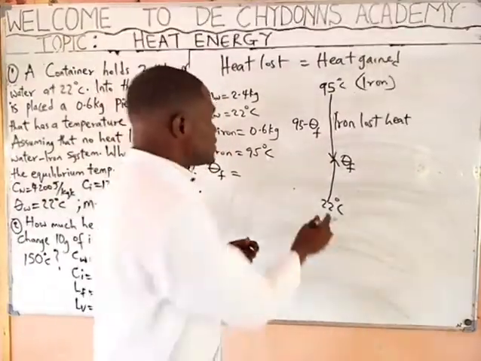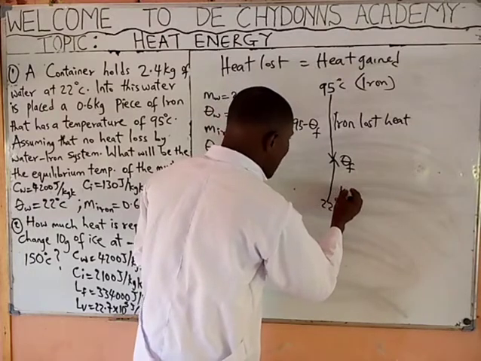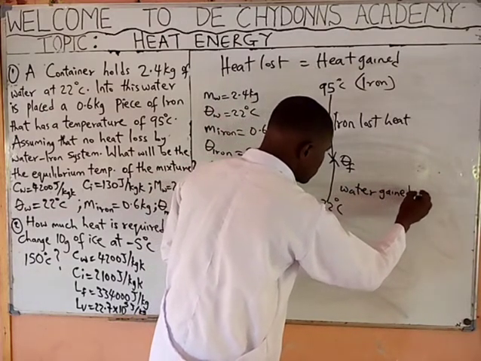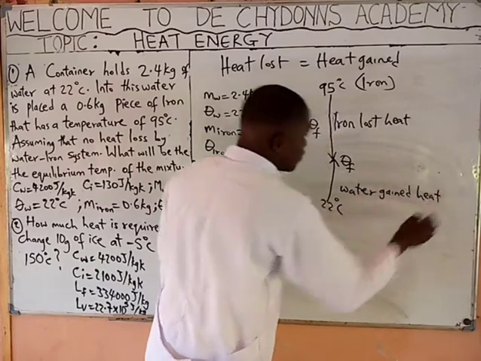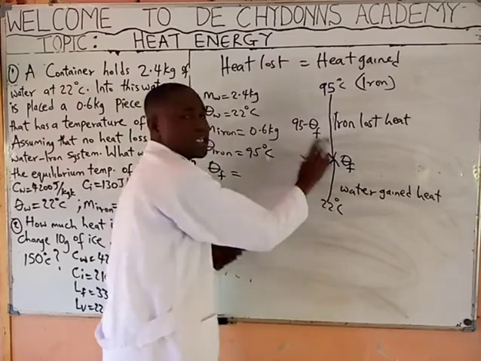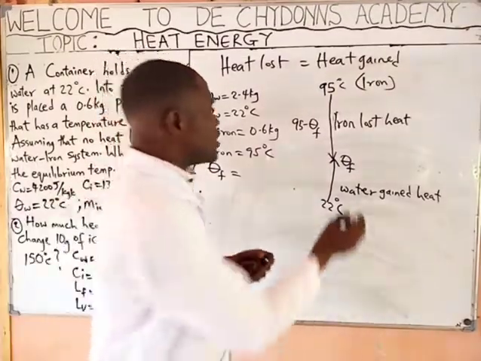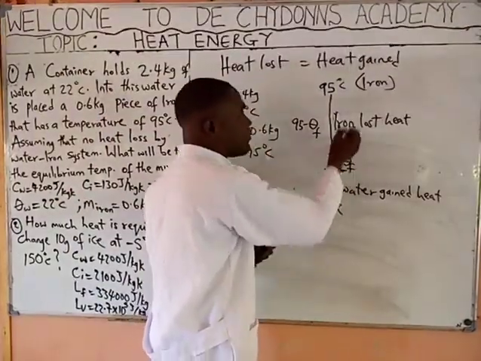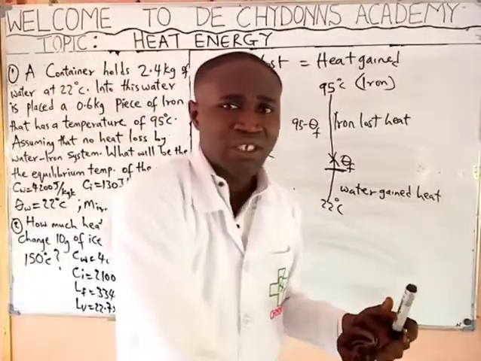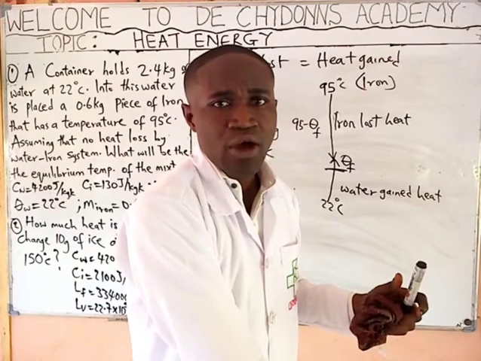Then this water gains heat. As it gains heat, the temperature increases to theta F. So this is the equilibrium temperature. That temperature you notice when you carry that your hand and put inside that water you put inside your bucket.